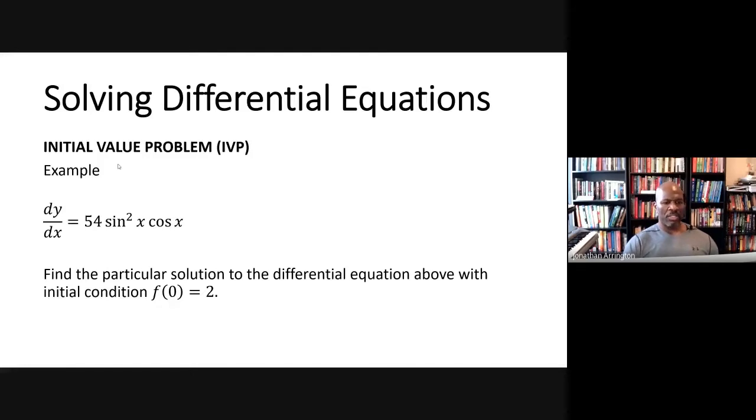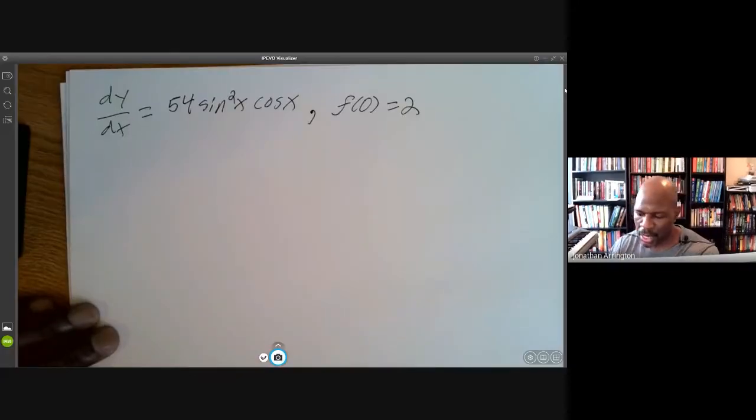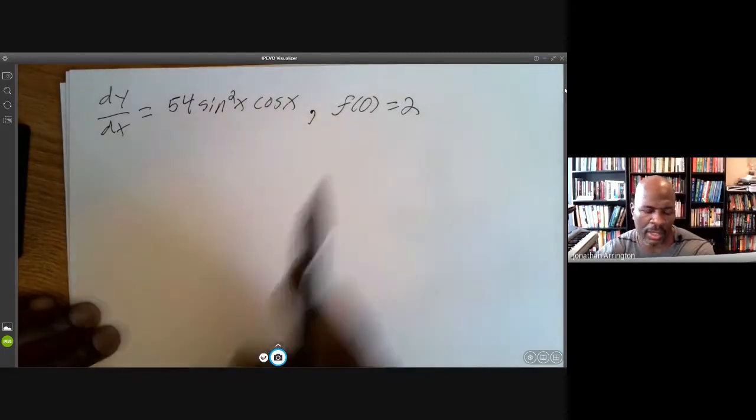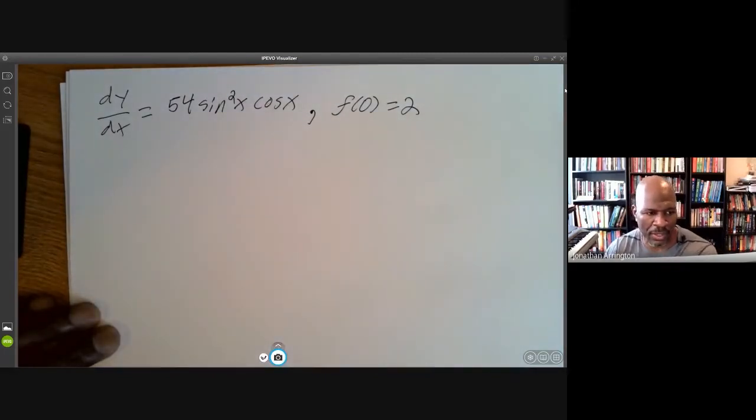and it's asking me to find the particular solution to the differential equation above with initial condition f of 0 equals 2. So let's go ahead and work this out and see how this comes. All right, so here's the given problem written down. Again, this is the differential equation that I previously mentioned. This is the initial condition, and we're going to solve the differential equation.